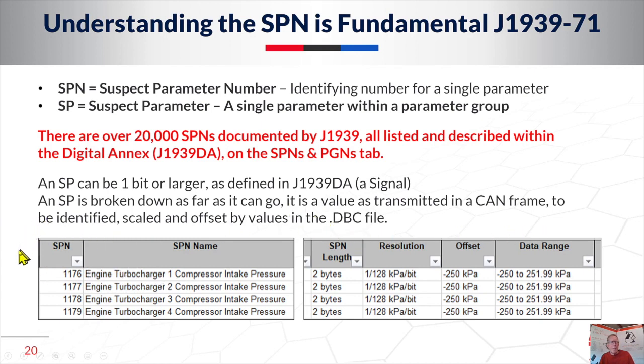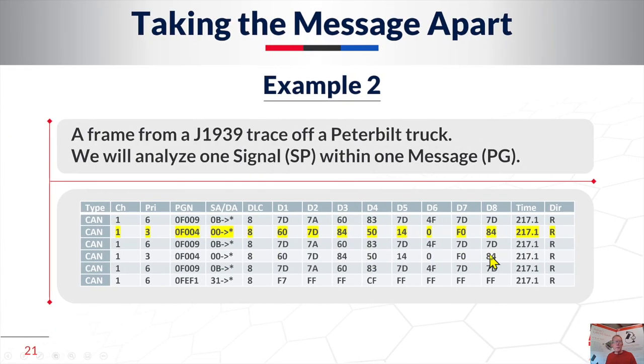Here's a quick example of a message that would contain 4 different SPNs. Each of them is 2 bytes. Resolution, offset. A quick example pulled out of the digital annex. So we're going to get into example 2.